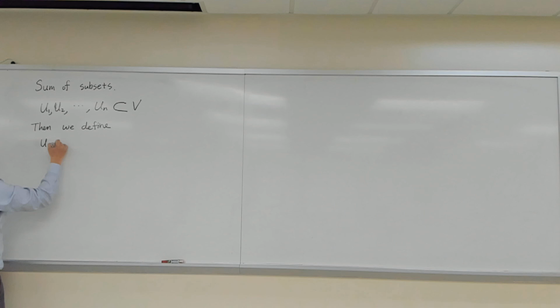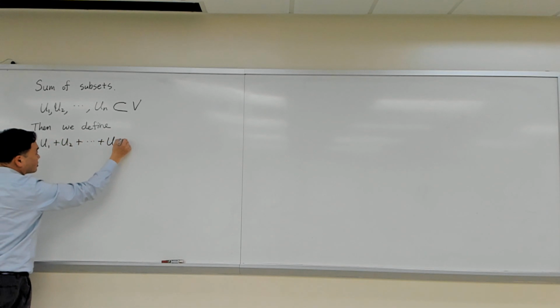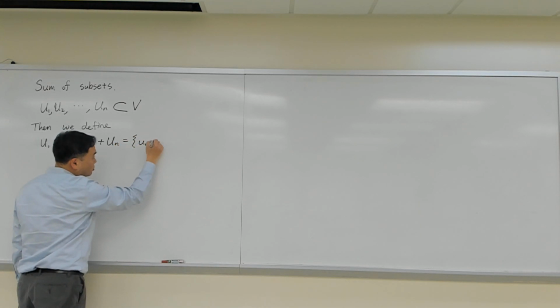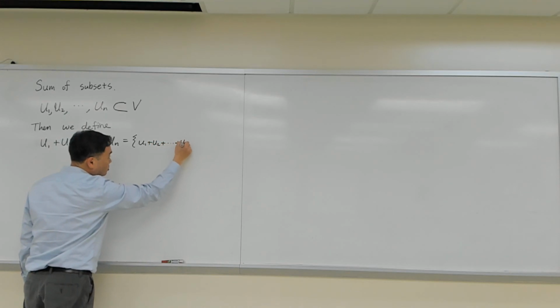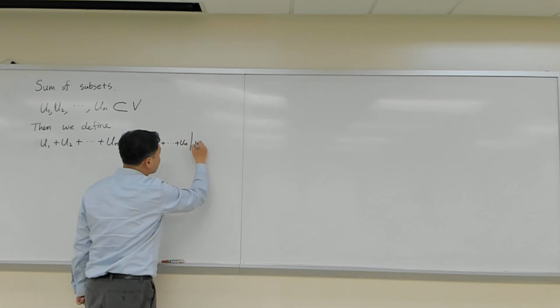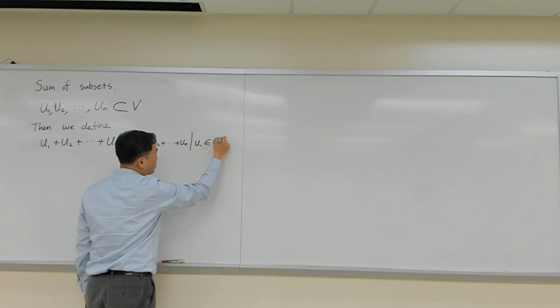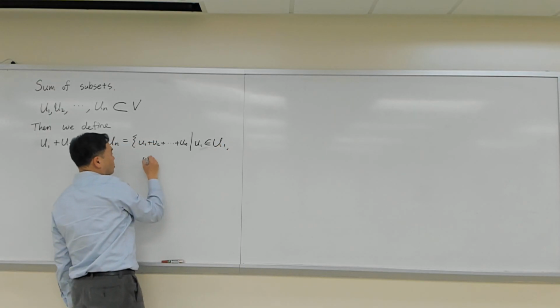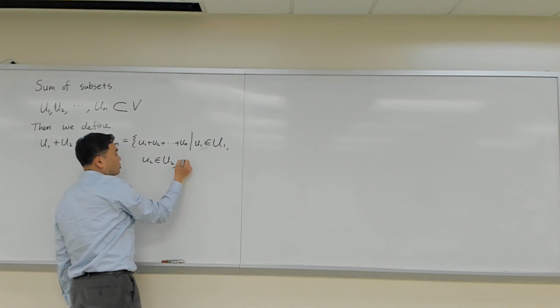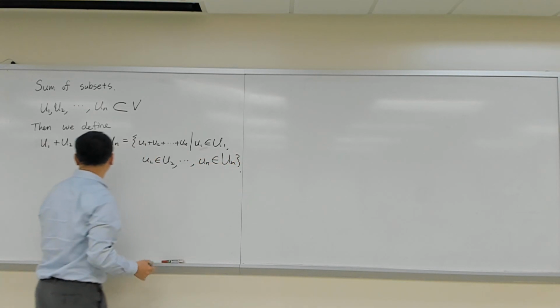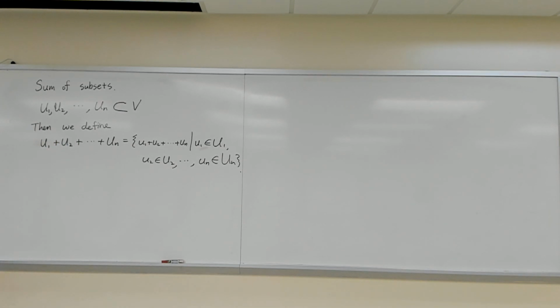U1 plus U2 plus dot dot dot UN as the set of U1 plus U2 dot dot dot UN, where U1 is in U1, U2 is in U2, UN is in UN, okay.